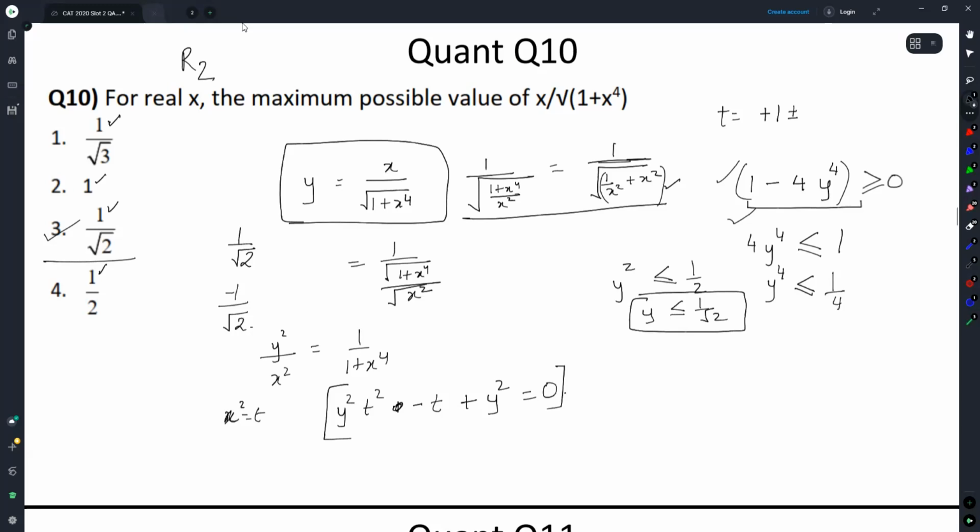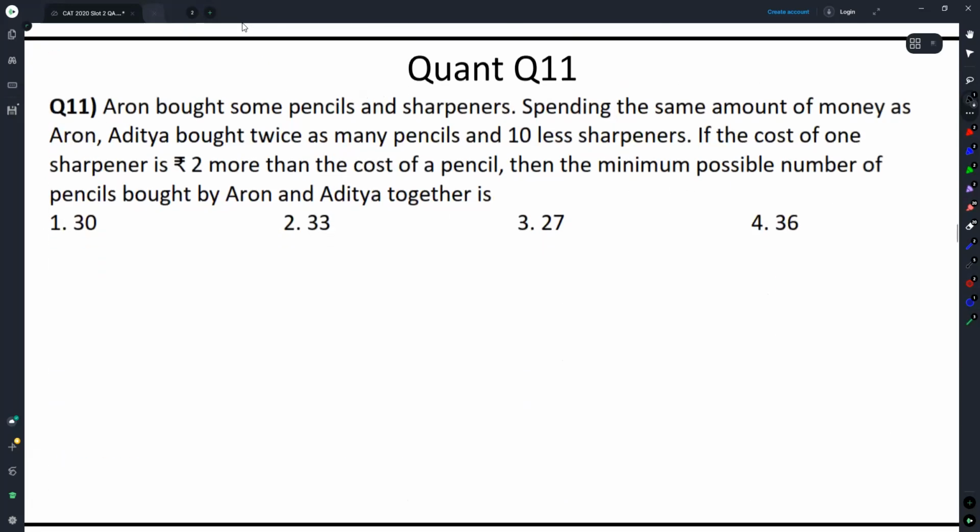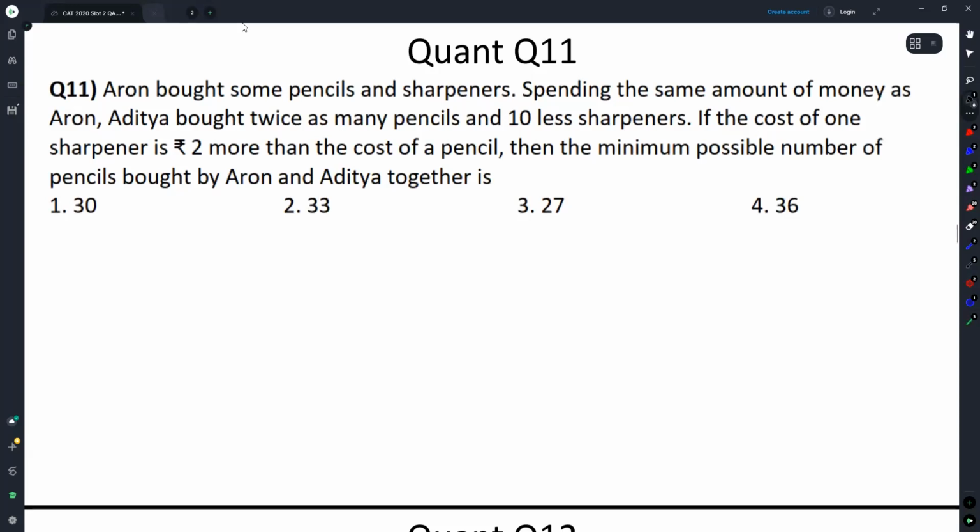Let's go forward, let's move forward people. Aaron bought some pencils and sharpeners. Achha, initial impressions, yes brother, tougher than yesterday's paper. Aaron bought some pencils and sharpeners, spending the same amount of money as Aaron. Aditya bought twice as many pencils and 10 less sharpeners. If the cost of one sharpener is 2 more than the cost of the pencil, then the minimum possible number of pencils bought by Aaron and Aditya together is.